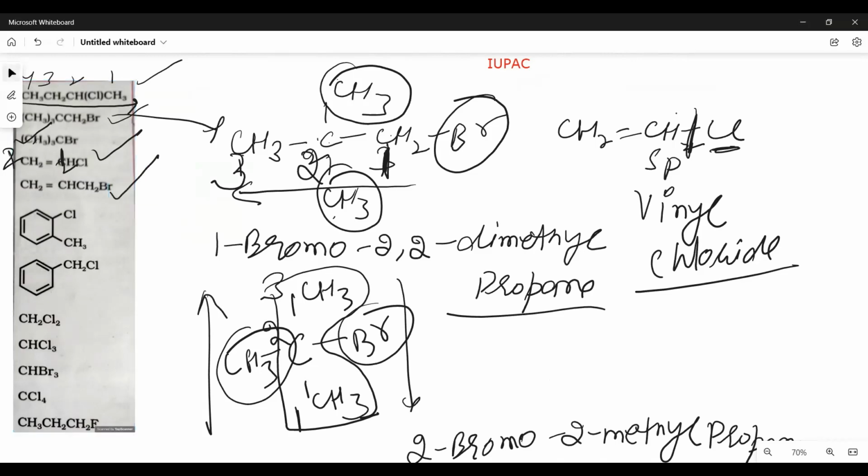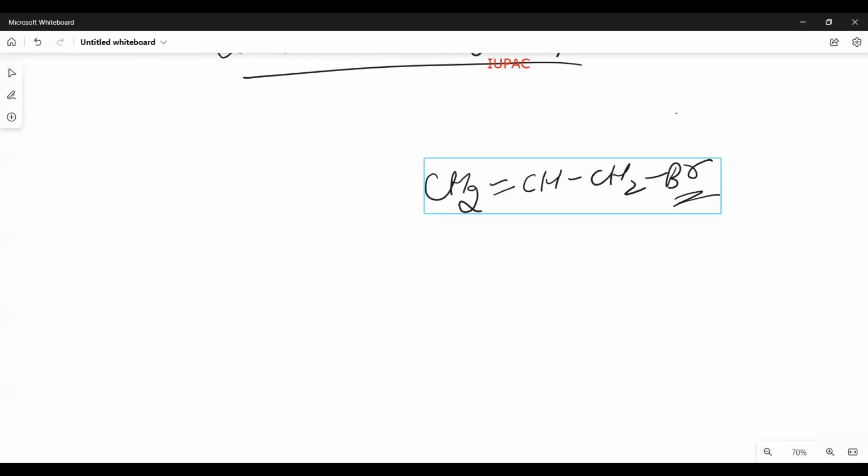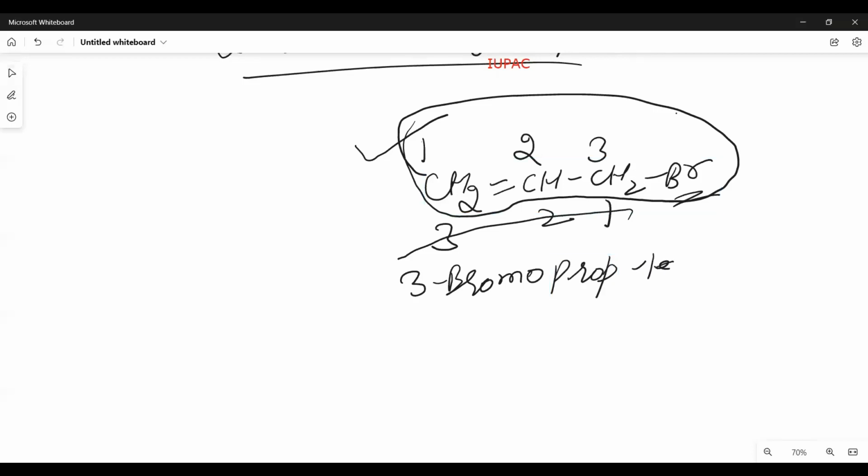Now if you see this compound, it can be written in this manner: CH, CH2 and Br. Here the bromo is present and the double bond is present at this position. If we take numbering from here, 1, 2, 3, or from here, 1, 2, 3, you will see that from here we get the first position for the double bond, and from the other side we get the second position. So we will follow this one, not the other one. So it will become 3-bromo. Students make the most mistakes in this molecule. It is 3-bromoprop-1-ene. It is not 1-bromoprop-2-ene.